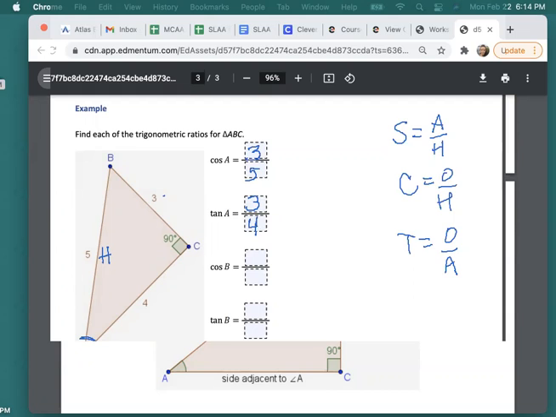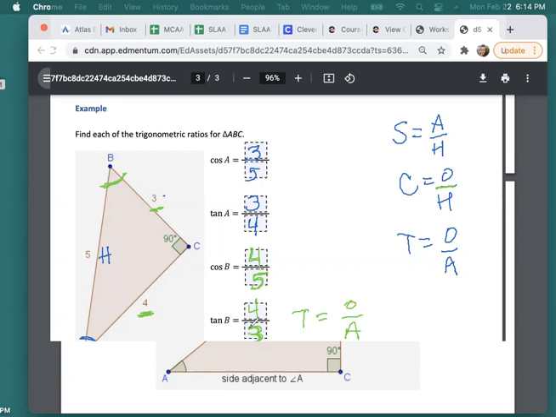Now we're going to look at angle B, and I'm going to do this in green. So angle B is up here. So cosine of B is opposite over hypotenuse. So opposite of B is 4, and the hypotenuse is 5. That doesn't change. So 4 over 5. Tangent of B is opposite over adjacent. So opposite B is 4, and adjacent to B is 3.